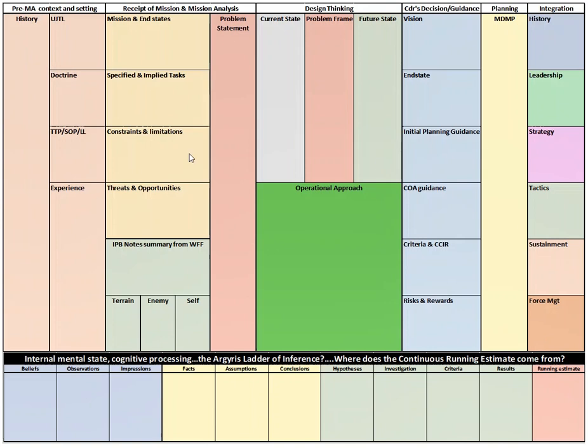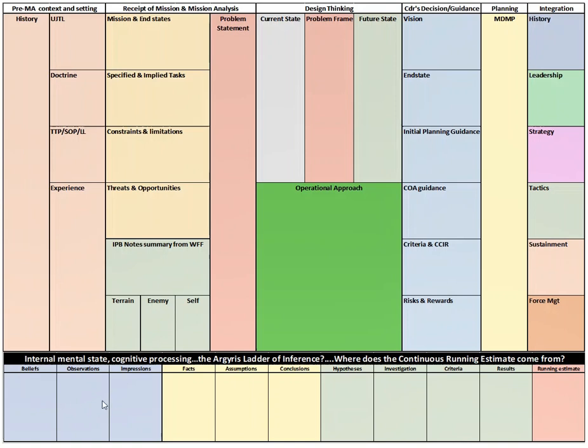So if this top section is going to talk about collaborative and individual processing, at the bottom I think of this as internal mental states and cognitive processing, similar to the Chris Argyris ladder of inference. And it answers the question of where does the continuous running estimate come from? If the running estimate is the end product, I see three big phases happening where we start with our current set of beliefs, which we hold for certain reasons, maybe conscious, semi-conscious, or unconscious, but we have those operating beliefs.